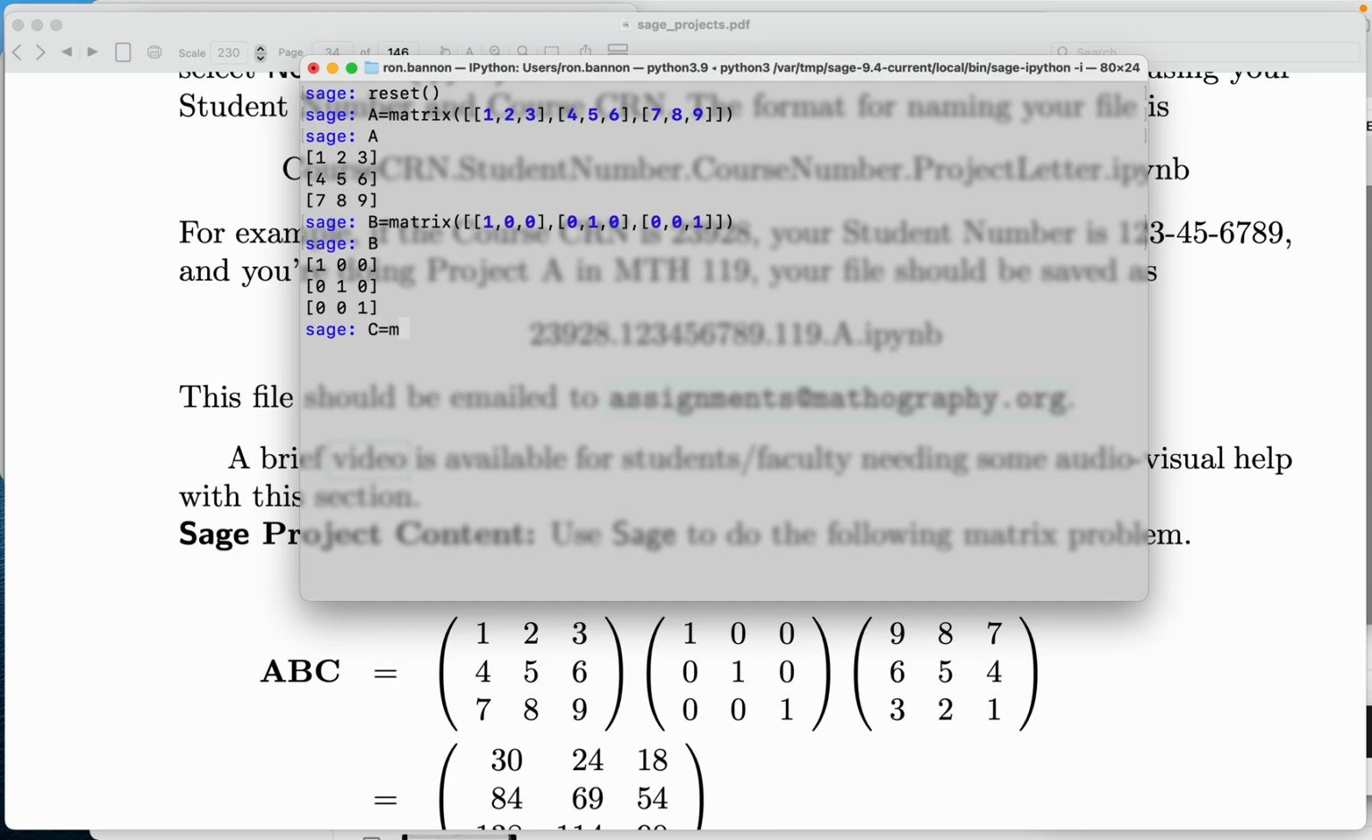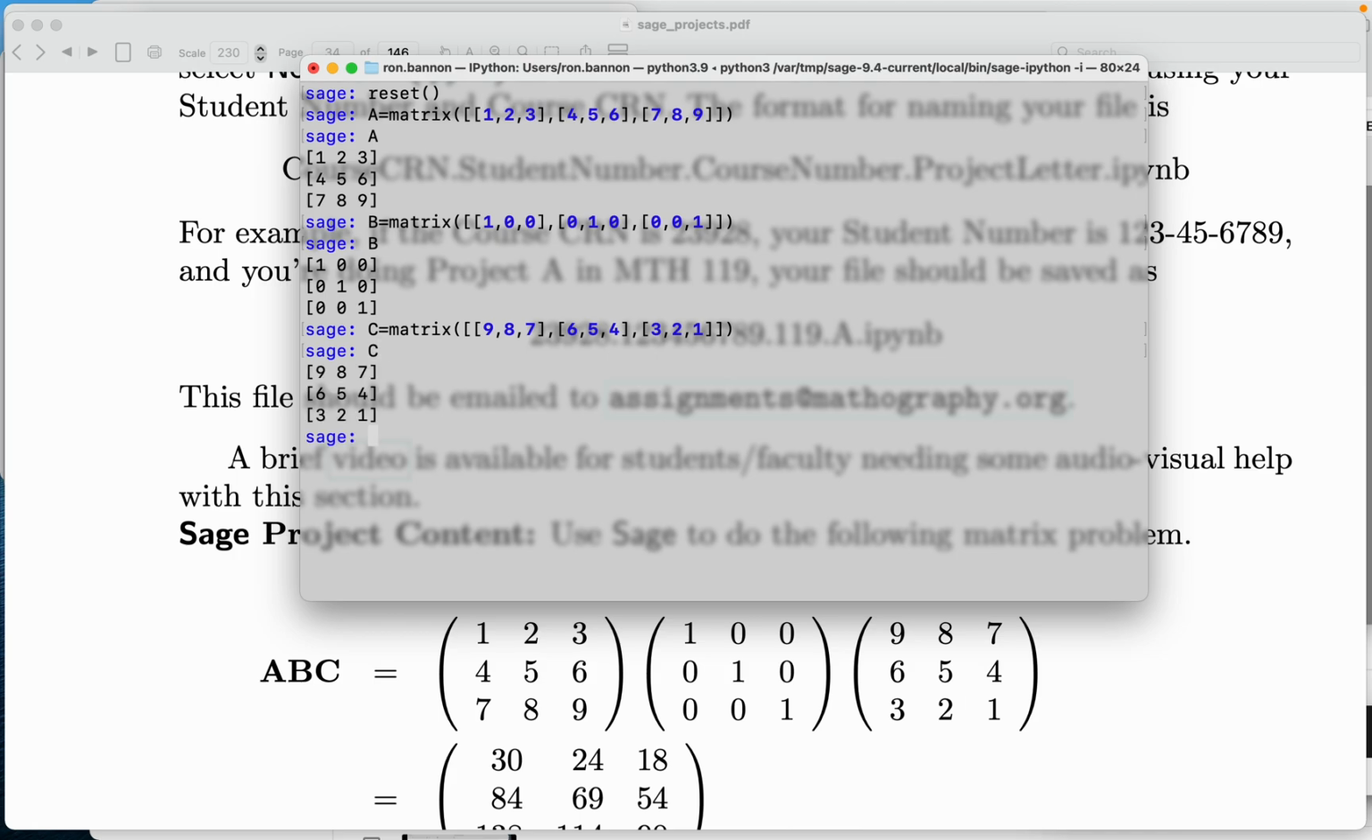All right, let me do C. And C is also a matrix. What's that matrix going to be? The first row, 9, 8, 7. The second row is 6, 5, 4. And the third row is 3, 2, 1. Let's just display it. 9, 8, 7, 6, 5, 4, 3, 2, 1.